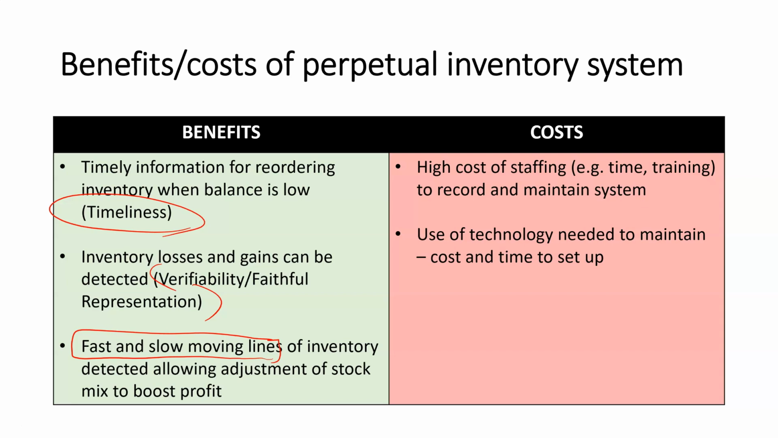The disadvantages or costs of the perpetual inventory system are that there's a high cost of staffing and use of technology to record and maintain this system. And the reason why is because we are continuously recording every transaction. But as you can see, there are far more wide-reaching benefits than there are costs of this system, which is why we use this as our major system of accounting for inventory in the VCE accounting course.